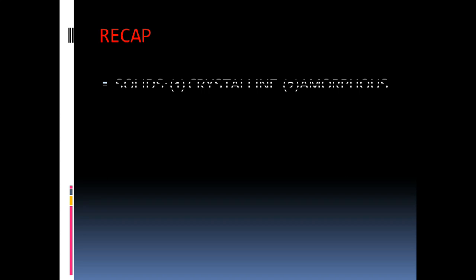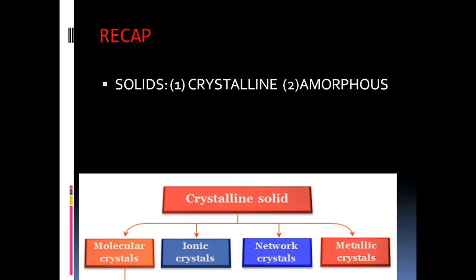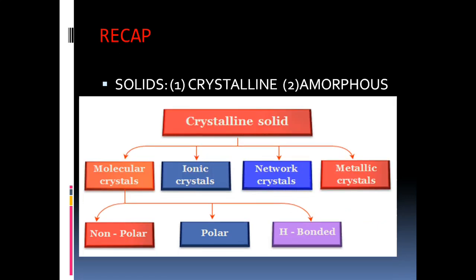In the previous class, we discussed the classification of solids based on the arrangement of particles into crystalline and amorphous solids. Further, we discussed the classification of crystalline solids based on the type of the constituent particles into molecular crystals, ionic crystals, network crystals, and metallic crystals. Further, molecular crystals were again classified into nonpolar, polar and hydrogen bonded type.